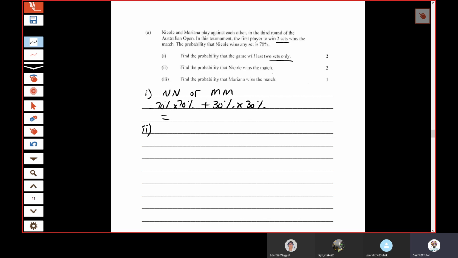Find the probability that Nicole wins the match. For Nicole to win the match, what could happen? Come on, tell me. Do you watch tennis? Lissandra, do you watch tennis, for example? No. So you don't know how it works at all? I know the point system. Okay, so for Nicole to win the match, and there's only 2 sets to win the match, right? So it could have been Nicole, obviously, or what could have also happened? It could have been Mariana, or Mariana Nicole, or Nicole Mariana.